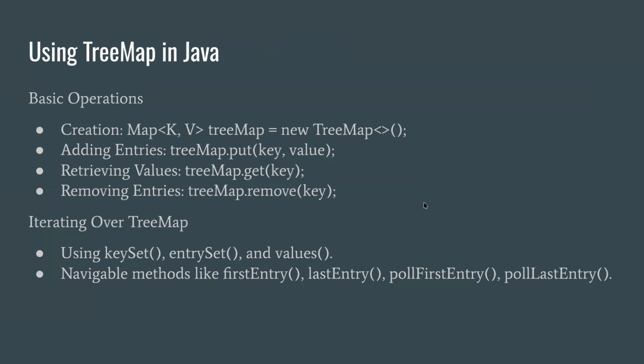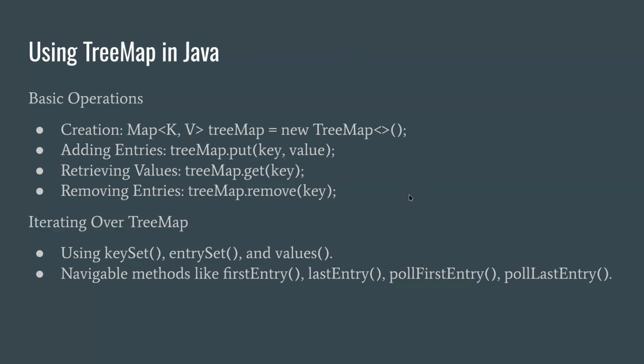Using tree map in Java. So using tree map in Java is pretty straightforward, especially if you are familiar with how map works. So you create a tree map just like any other map. Adding entries involves the put method, where keys are sorted immediately. Retrieving and removing entries is done through the get and remove methods.